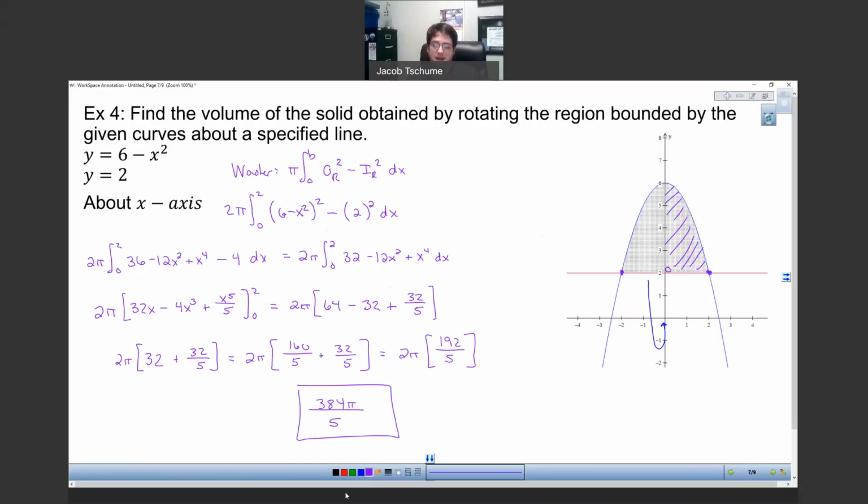A lot bigger volume that time, but that is how you would do a washer method around the x-axis. So it's still the outer radius squared minus the inner radius squared, but you have to base it off which axis you're rotating around.